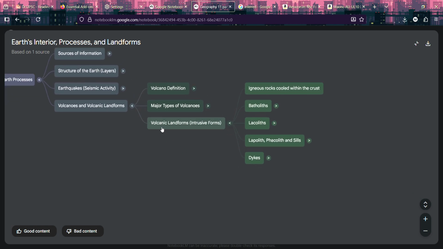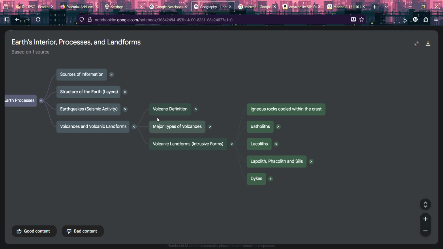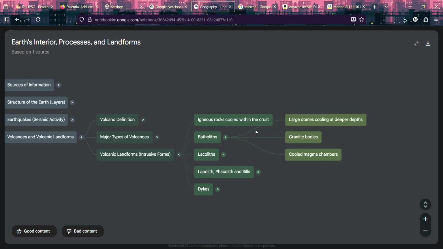Okay, the last one is volcanic landforms, intrusive forms. The first one is igneous rock cooled within the crust. Batholiths are the largest domes, cooling at deeper depth. A granitic body, cooled magma chambers.